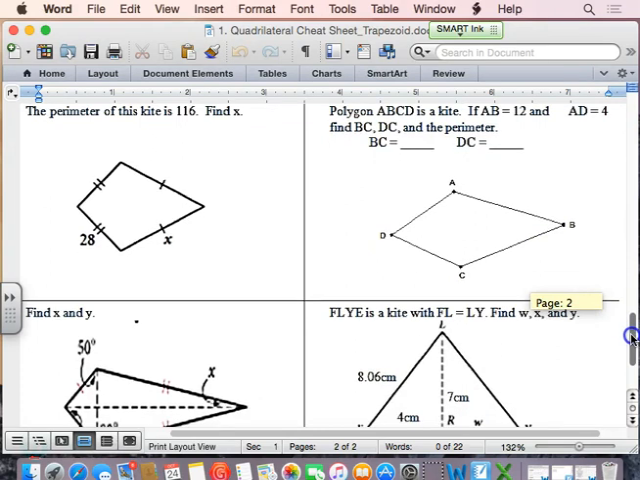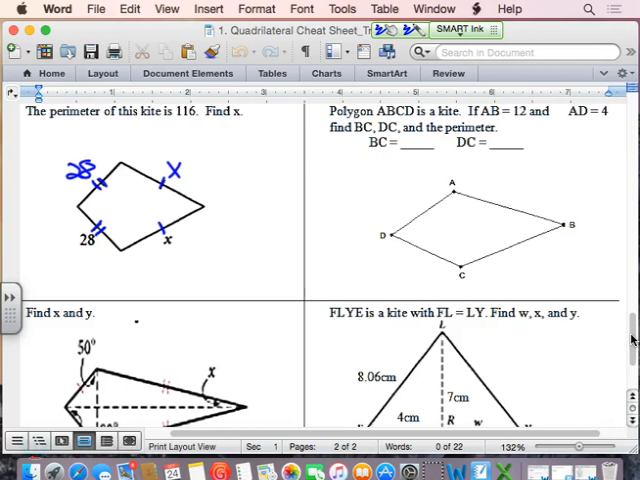All right, so the perimeter of this kite is 116, and we want to find x. Well, I see these tick marks right here. This indicates that these are the same, so this is also x. Two marks indicates that these are the same, so this one's also 28. Remember perimeter, because I'm thinking, what is perimeter? Perimeter, think of escaping from jail. They say check the perimeter, that's the distance around.